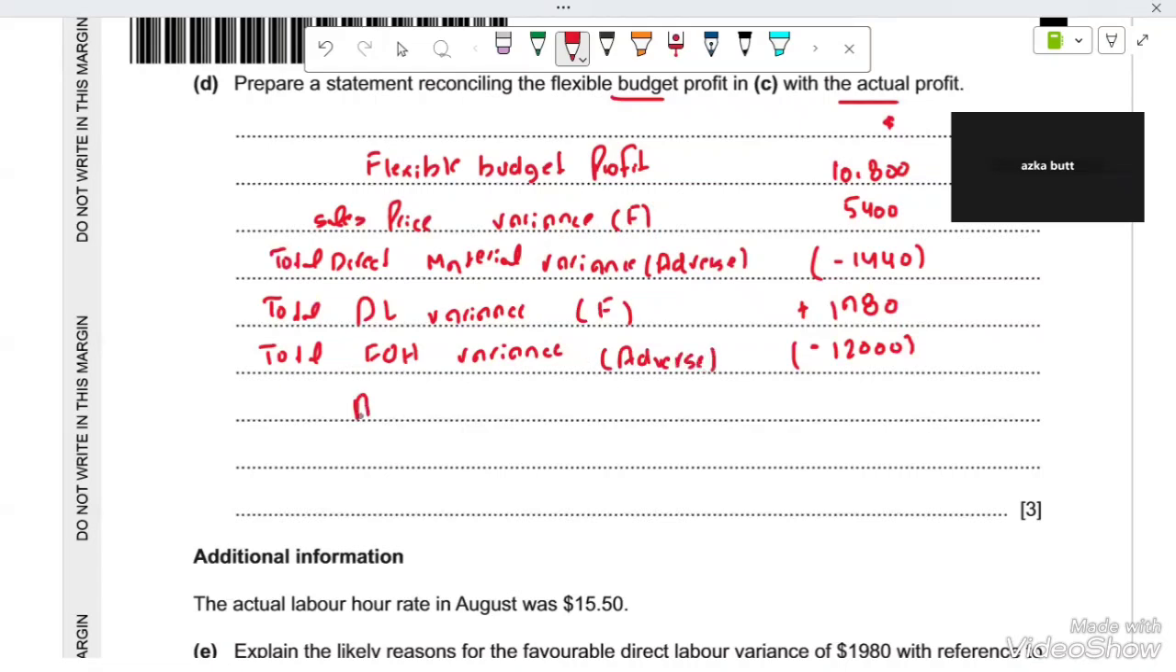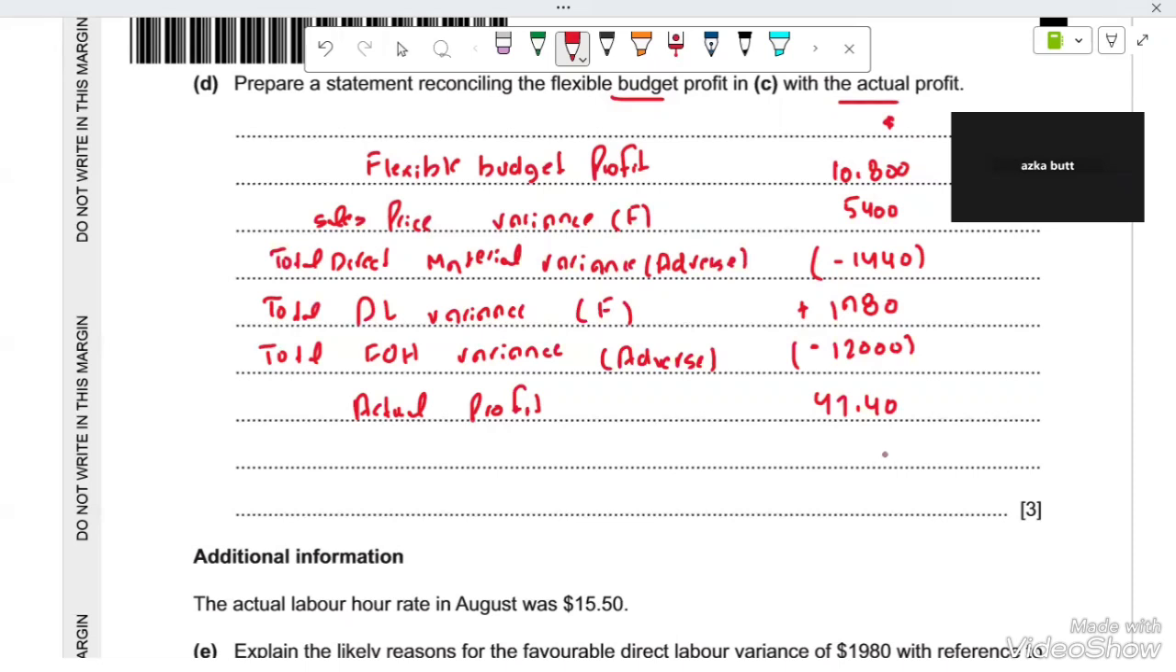So the actual profit is equal to 4,740. So the actual profit of 4,740 is lower than the flexible budget, which is 10,080. Mainly due to the higher fixed overhead, which is a $12,000 adverse variance, and higher material cost, which is a 14,040 adverse variance, despite the favorable sales price and labor variances. So your actual profit is equal to 4,740.